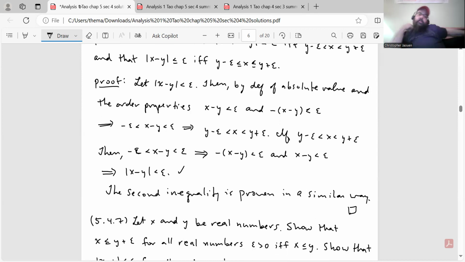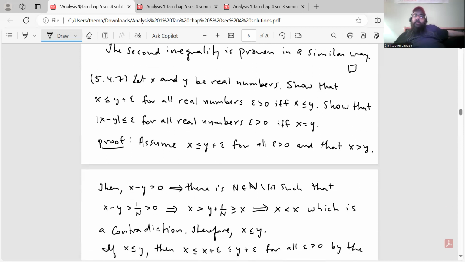Let absolute value x minus y less than epsilon. Then by definition of absolute value and the order properties, x minus y is less than epsilon, and negative (x minus y) less than epsilon implies that negative epsilon less than x minus y less than epsilon implies y minus epsilon less than x less than y plus epsilon. If y minus epsilon less than x less than y plus epsilon, then negative epsilon less than x minus y less than epsilon, which implies that negative (x minus y) less than epsilon and x minus y less than epsilon, which implies that absolute value x minus y less than epsilon. So that shows both directions, the forward direction and the backwards direction, because it's if and only if, right? By conditional. And then I just said here, like I said, the second inequality is proven in a similar way, so I just skipped the second part.